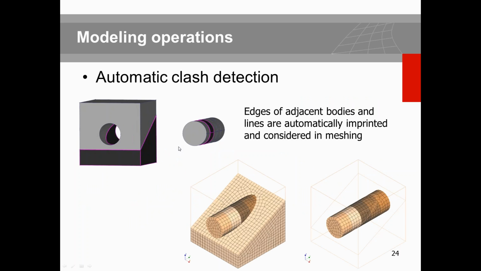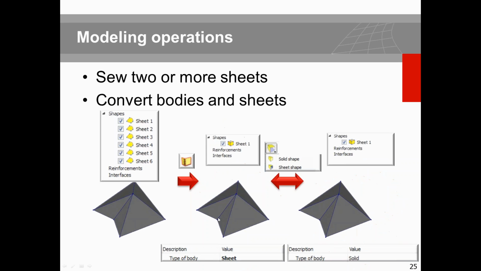We do offer automatic clash detection. This is very important if you're dealing with different segments which are interacting and intersecting with each other. Therefore, using this automatic clash detection enables you to ensure you have final proper nodal connectivity between different model segments and different geometry segments that you have in the model.